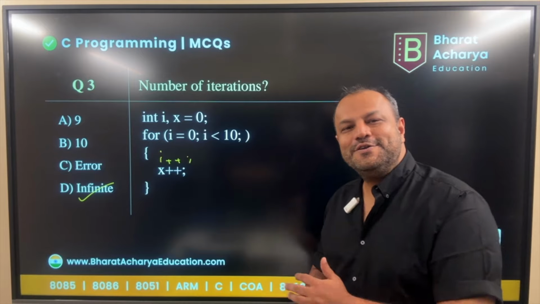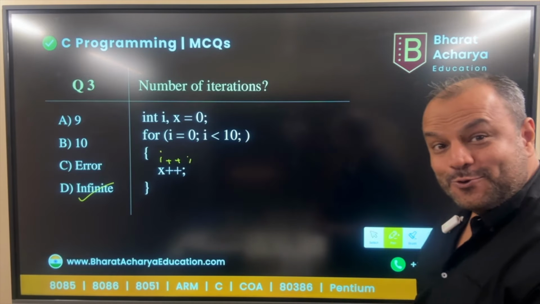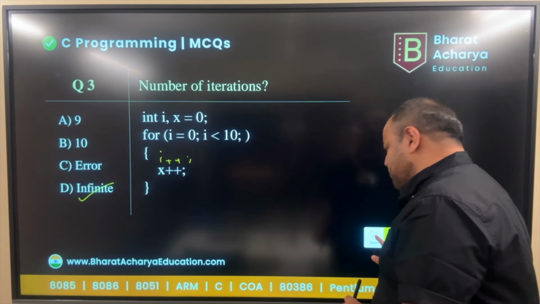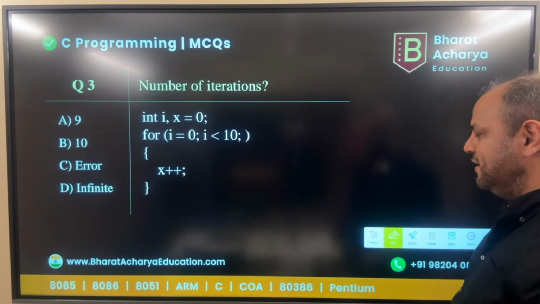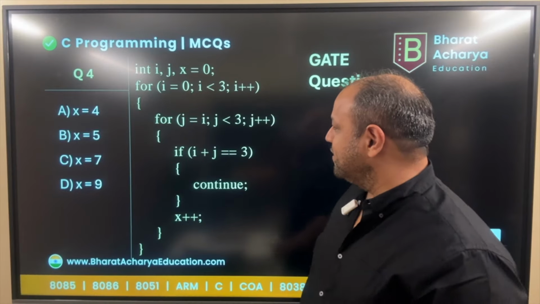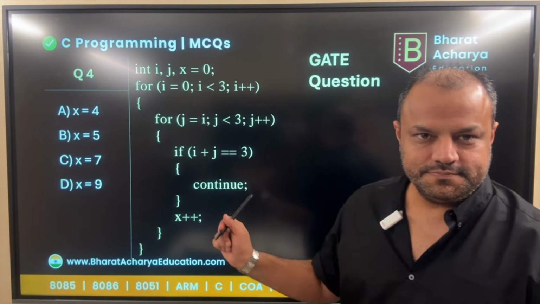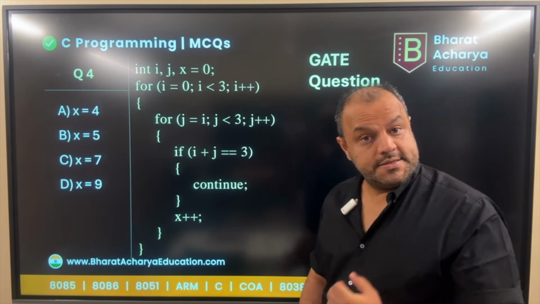So this was the first of the tricky questions from today's lecture. Now, I hope those who got it right, that's great. Those who didn't, no problem. As long as you learned something from here, that's all you need. Now, we go to the next one. Straight from a GATE paper. Pay attention. Serious.